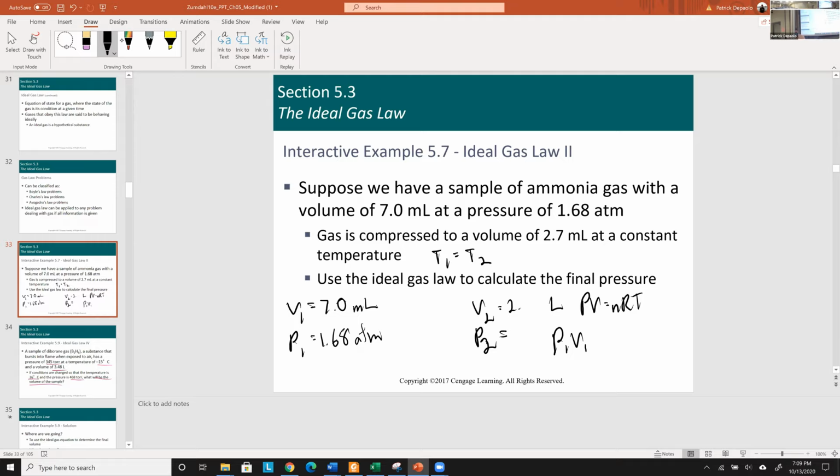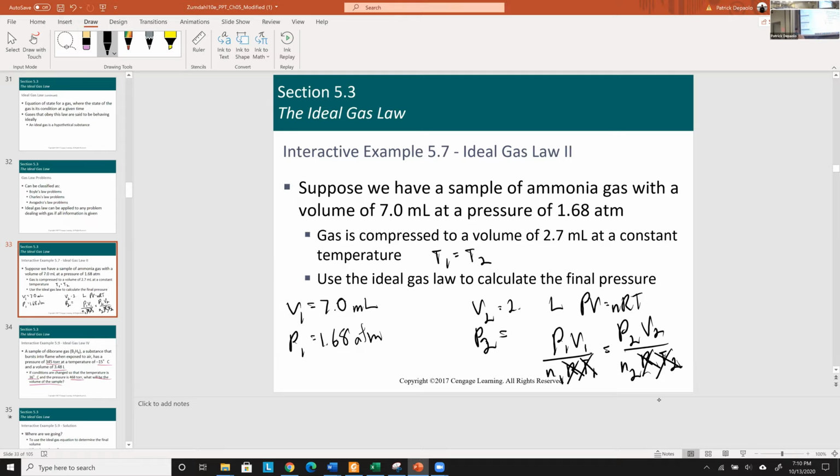P1V1 over n1R times T1 equals P2V2 over n2R T2. So you get two PV over nRTs. Now, off the bat, the R's are going to be the same. Cancel those out. The T1 equals T2 because the question says it's a constant temperature. Our T's cancel out.